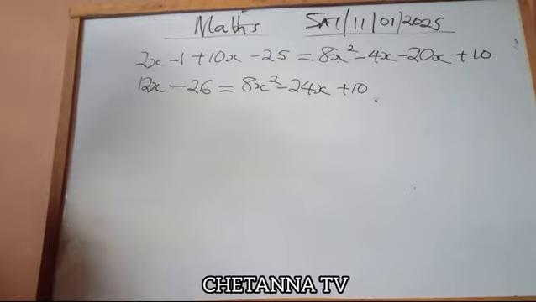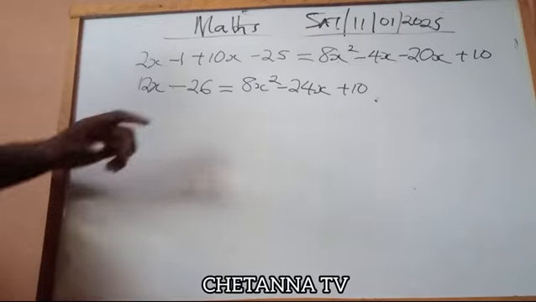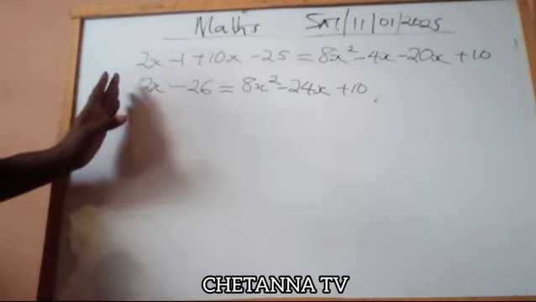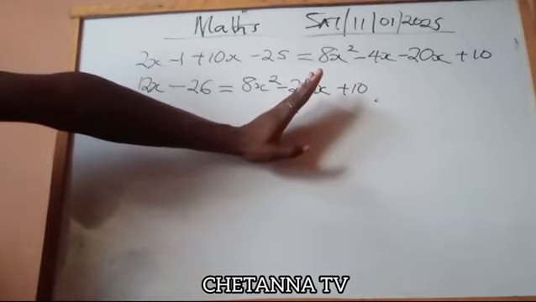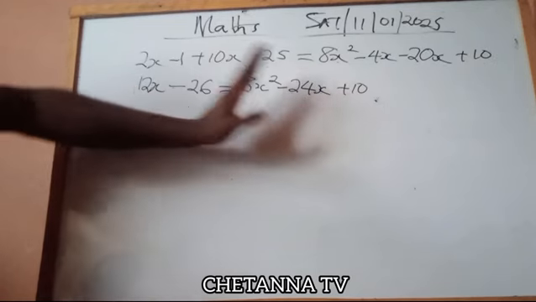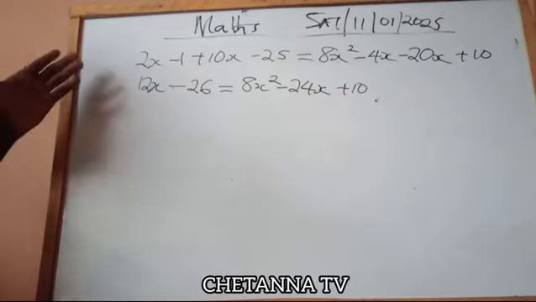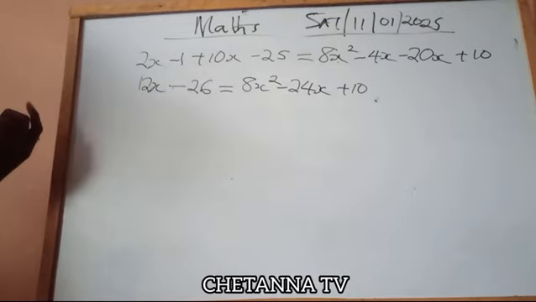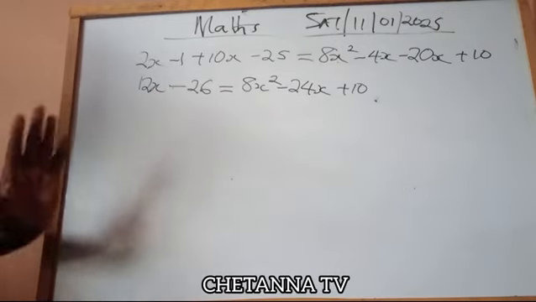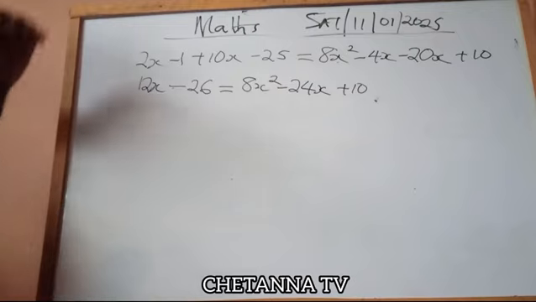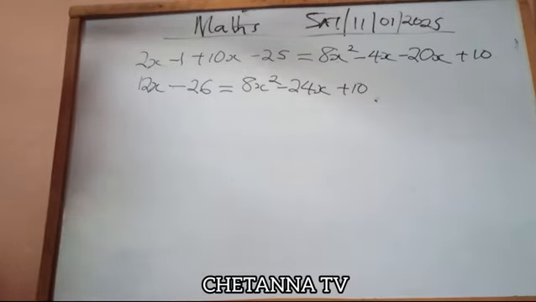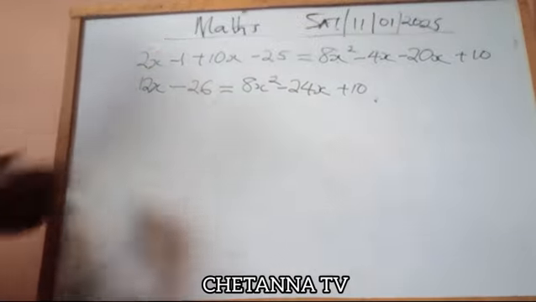Here, we can decide to move everything to this side where we have 8x squared, and 0 will be on the other side. If we like, we can move everything here to this side. But as we're moving it, the signs will change. And if we get minus 8x squared, at the end we use minus to cancel everything. To avoid all those long stories, let's move everything to this side.